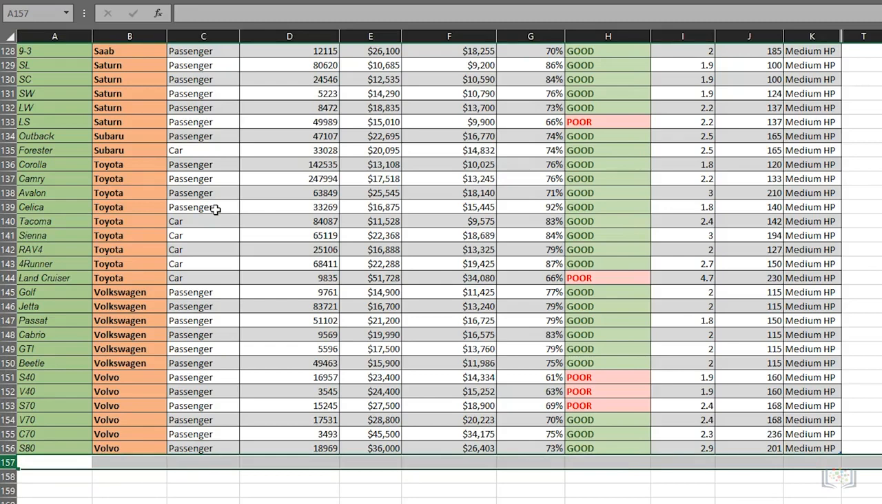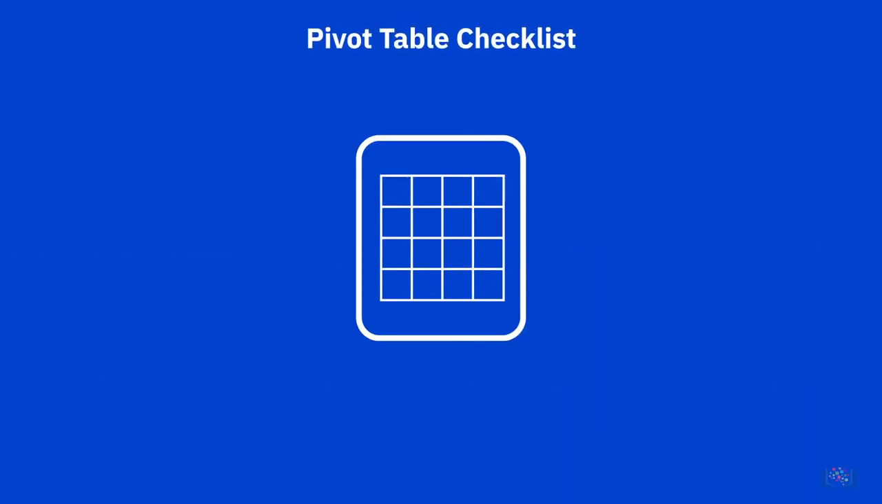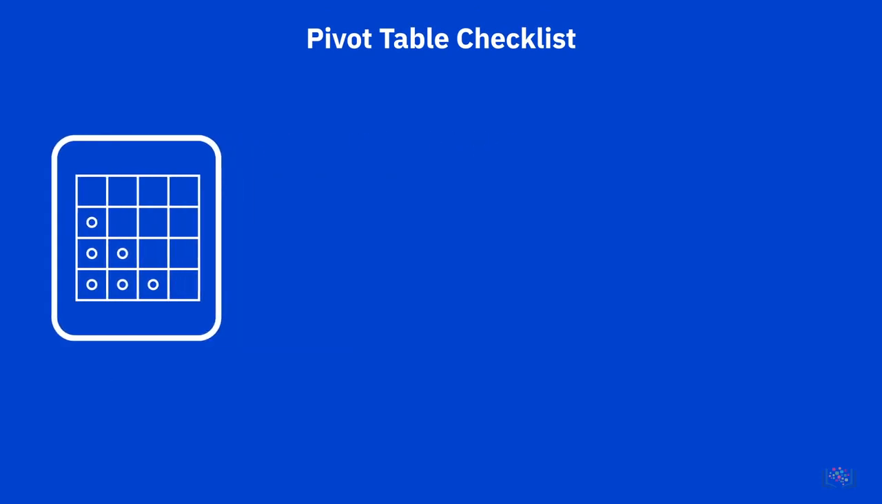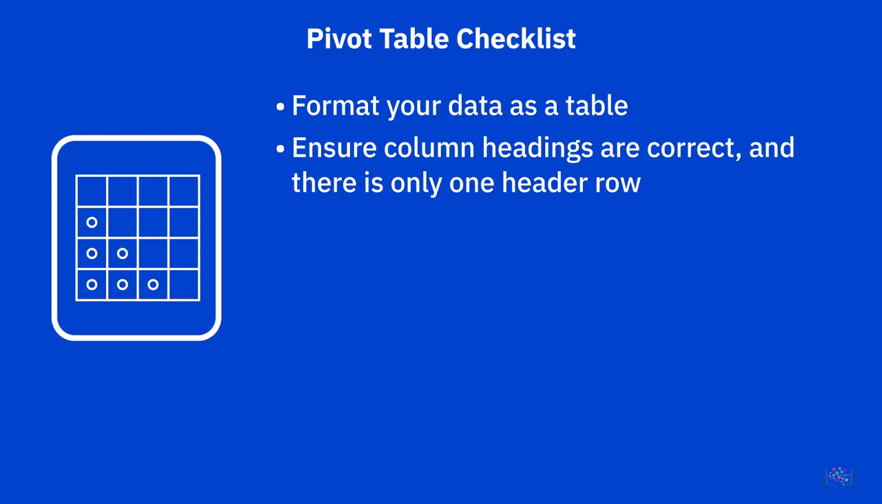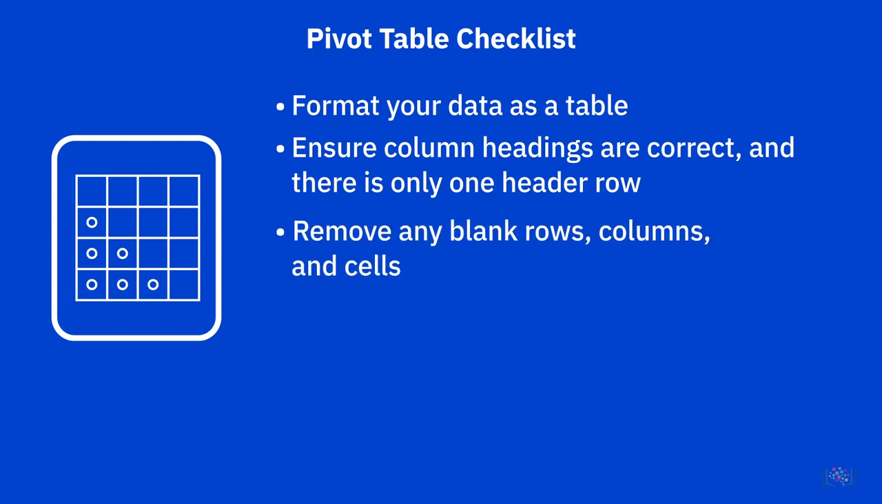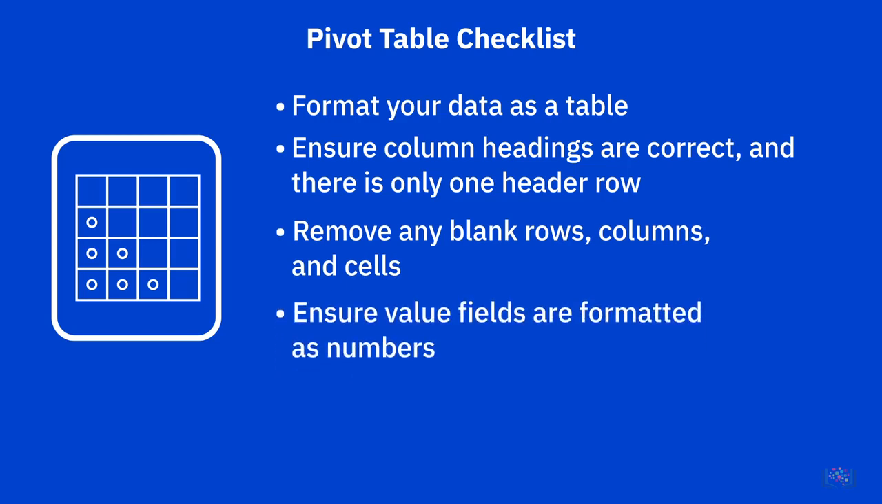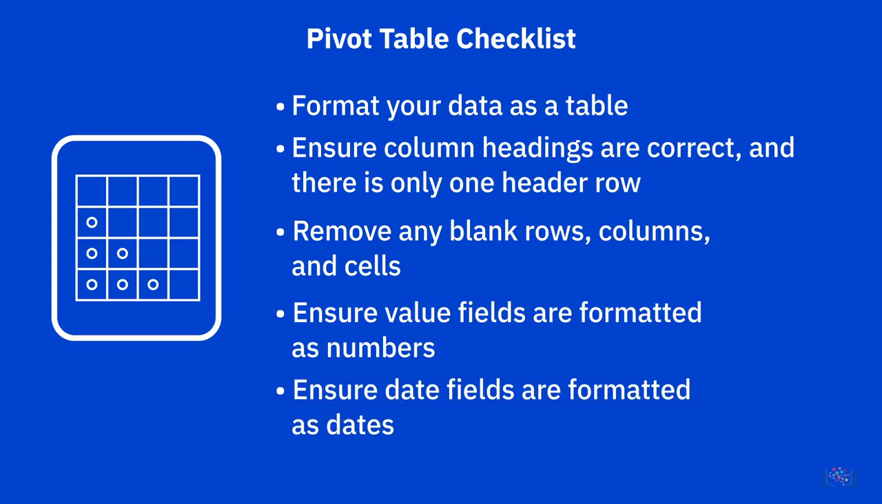Okay, now let's see how to create a basic pivot table and how to use fields to arrange data in a pivot table. Just before we do that, there are a few things you should use as a checklist to ensure your data is in a fit state to make a pivot table from. And these are: format your data as a table for best results. Ensure column headings are correct, and there is only one header row, as these column headings become the field names in a pivot table. Remove any blank rows and columns, and try to eliminate blank cells also. Ensure value fields are formatted as numbers and not text. Ensure date fields are formatted as dates and not text.